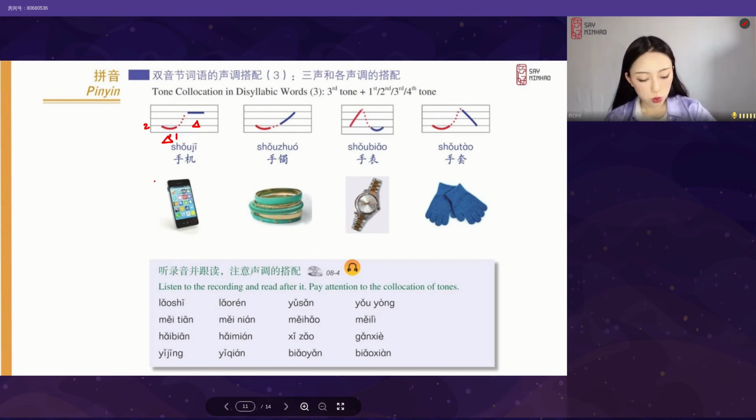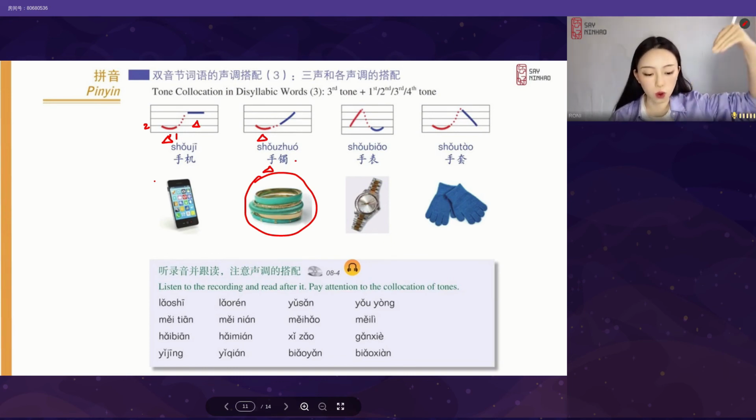手镯, it means bracelet. And we can see this one 手 is still half third tone, right? Half third tone. 手机. And this one is 手镯. Read after me, please. 手镯. Okay, next one is watch.